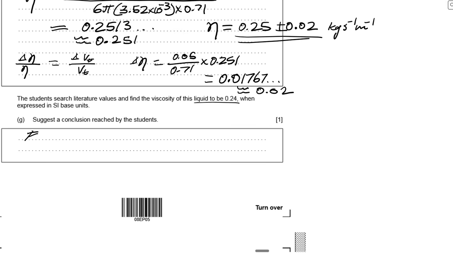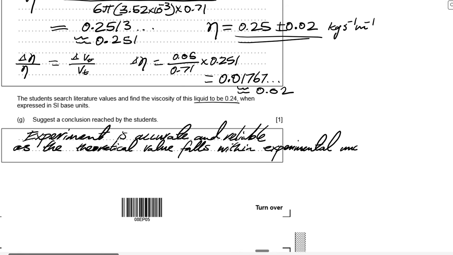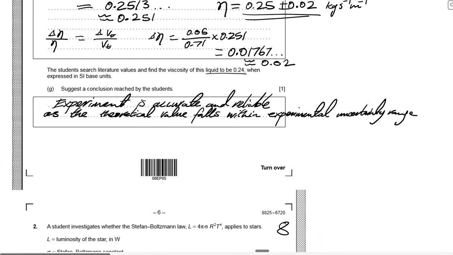Okay, so the experiment is accurate and reliable as the theoretical value falls within the experimental uncertainty range, right? Okay, and that was question 1.